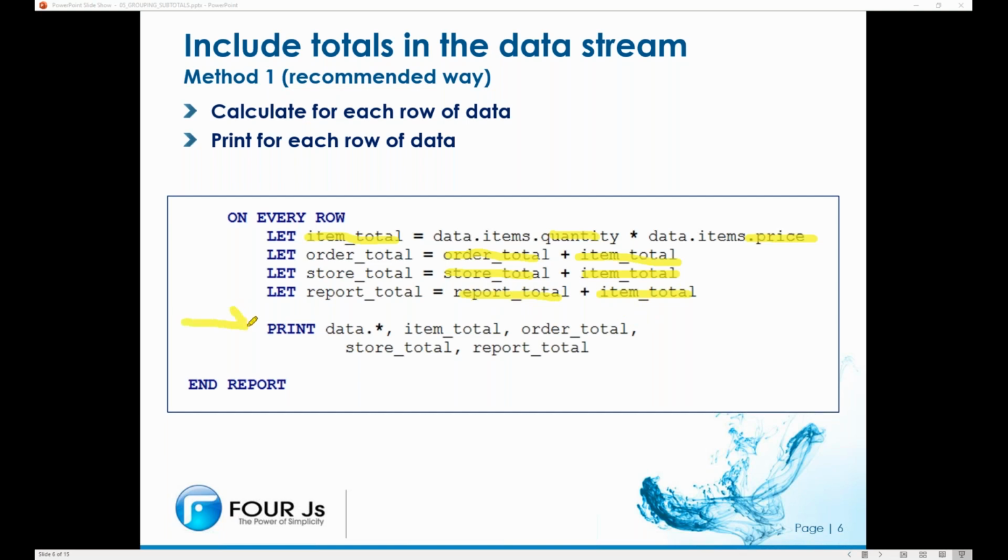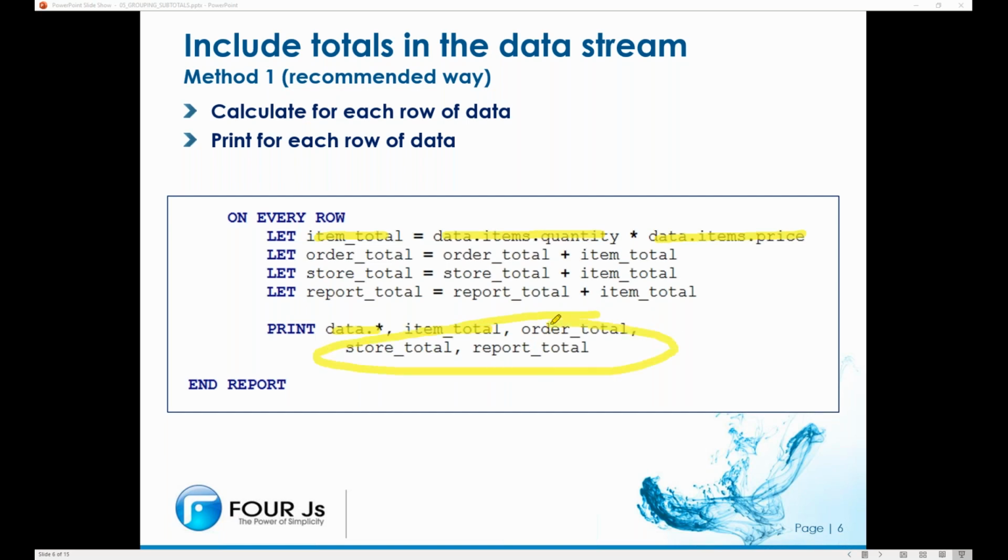Now when I send out my data, I'm sending out the record, but each time I send the record across, I'm also sending the item total, the order total, the store total, and the report total. What this means for the data coming across is that my item total is always just the item total for that row, because I didn't start with any pre-existing value and I'm not adding to an existing item total. I'm saying my item total for that row is the quantity times the price.